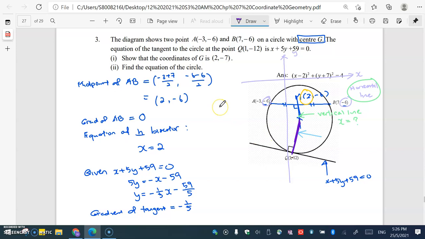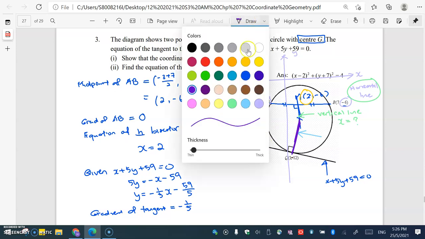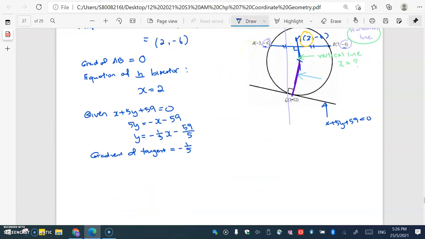since they are perpendicular, the gradient of the radius as shown in the diagram will be -1 over -1/5. So that gives you 5. And there is the point (1, -12) that passes through the purple line because it sits on both the tangent as well as the purple line.